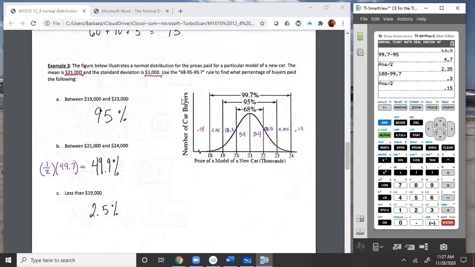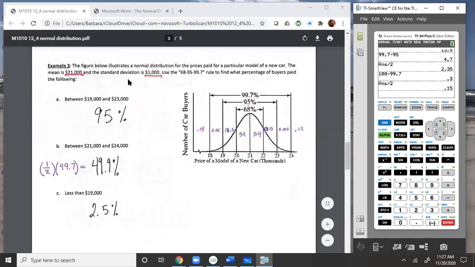Now, it took a little time to set this up, but it's really worth it because now you can really answer some questions. Another thing I want you to see is that the scores here at the bottom, these are the prices of a model of a new car in thousands. So notice that the mean is 21,000.